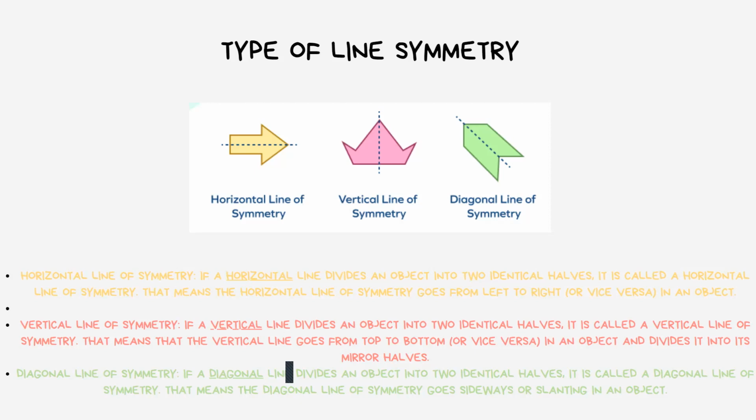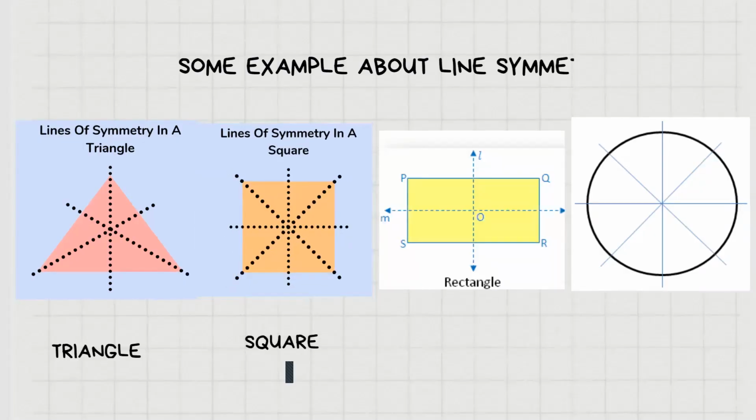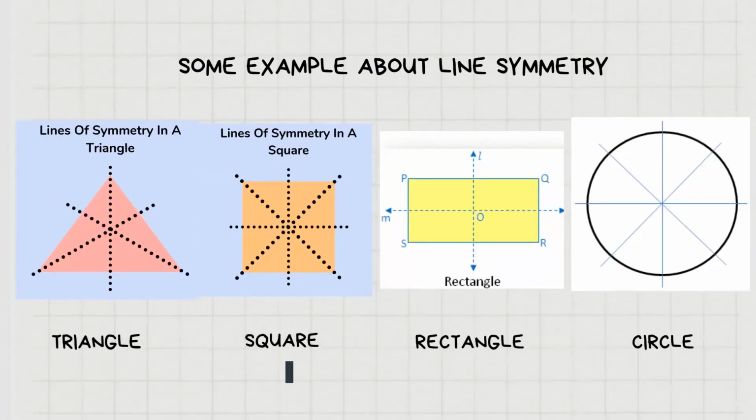Diagonal line of symmetry. If a diagonal line divides an object into two identical halves, it is called a diagonal line of symmetry. That means the diagonal line of symmetry goes sideways or slanting in an object. Some examples about line symmetry: we have triangle, square, rectangle, circle.